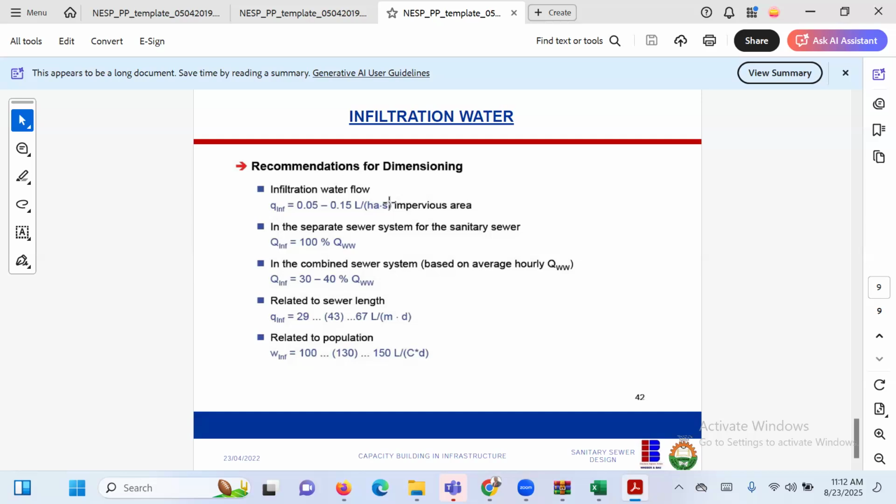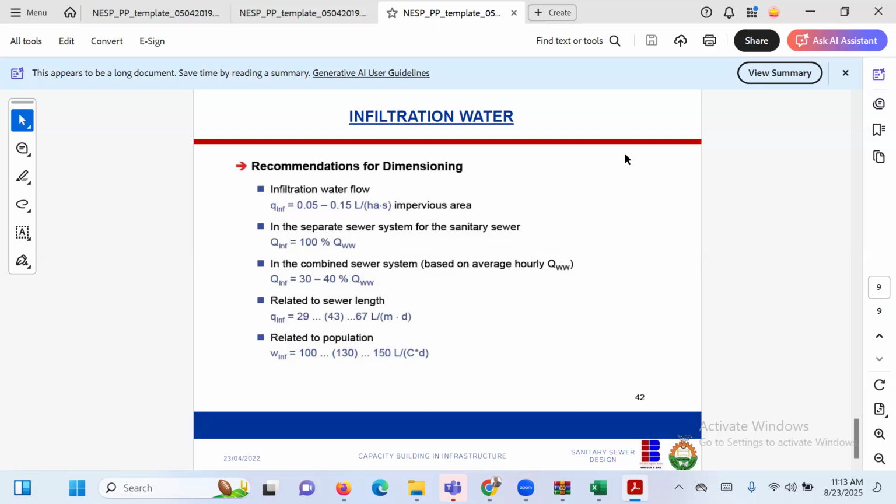So in most places, the water will meet groundwater, and those groundwater might find their way and go into the pipe. This is a common occurrence. So we're talking about you need to make provision for infiltration water when you are designing your sewer or stormwater.